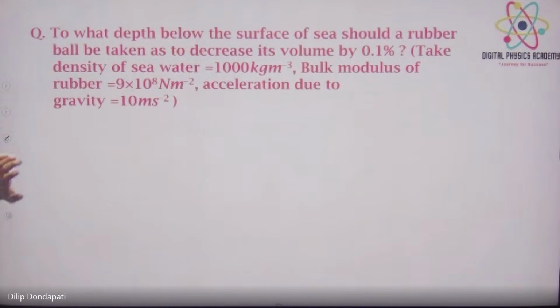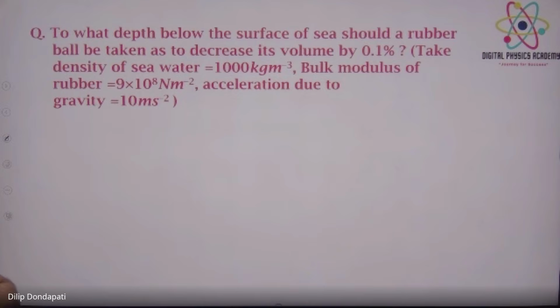Okay. Now देखो. To what depth below the surface of the sea should a rubber ball be taken to decrease the volume by 0.01%? कितना डेप्थ में, मतलब कितना h we have to find so that the volume becomes 0.1%. Take density is given, bulk modulus is given, acceleration due to gravity is given. To what depth below the surface you have to go so that the volume gets decreased by 0.1%.